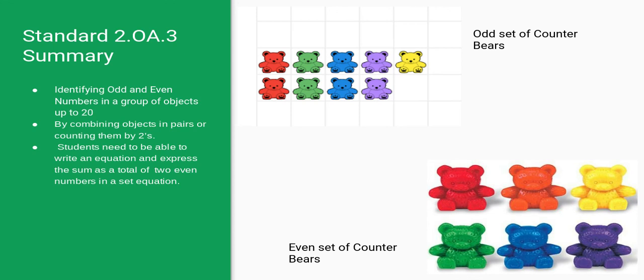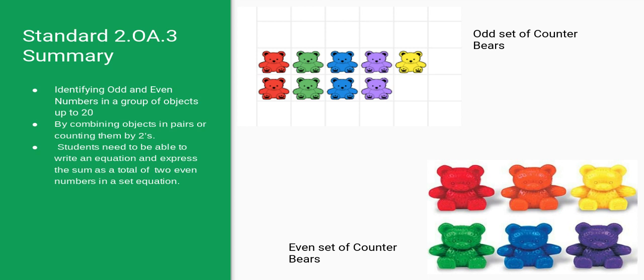Standard 2083 Summary. Identifying odd and even numbers in a group of objects up to 20 by combining objects in pairs or counting them by twos. Students need to be able to write an equation and express the sum as a total of two even numbers in a set equation. At the top, we have an odd set of counter bears, and at the bottom, we have an even set of counter bears.